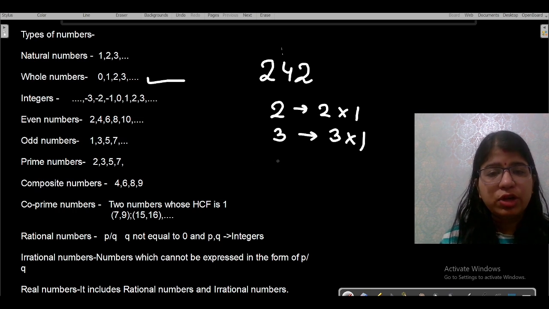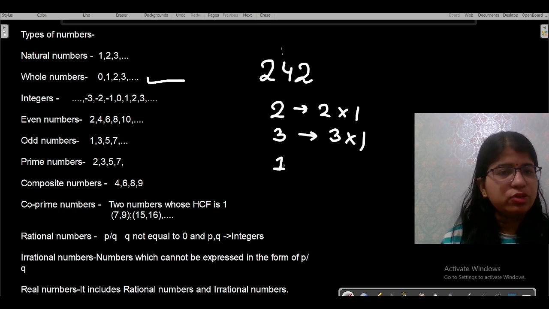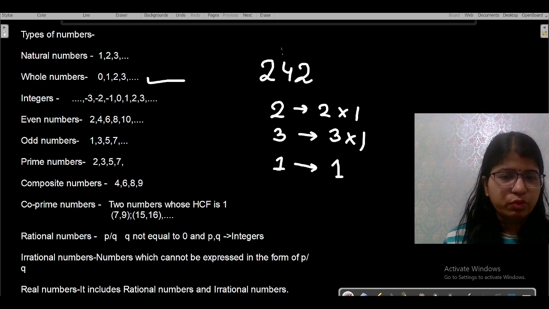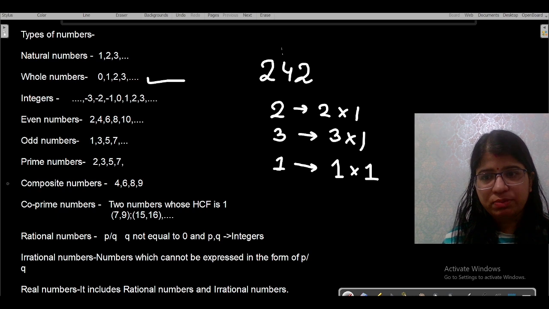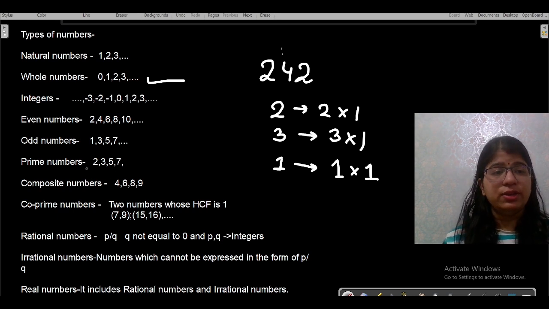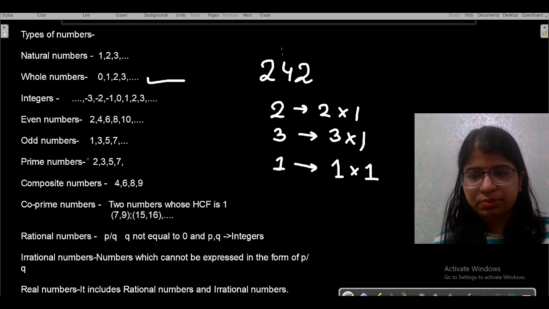And can you tell me why 1 is not a prime number? 1 is not a prime number because 1 we can write only as 1 into 1. Only one factor is there, so 1 will not be a prime number. So numbers like 2, 3, 5, 7, then 11, these will be the prime numbers.